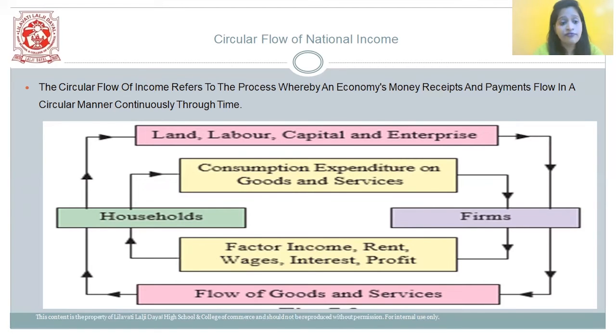Now, in the same way, what is happening here? Money flows from the firm to the household in the form of payments for factors of production. You can see this, the factors of production that are there.